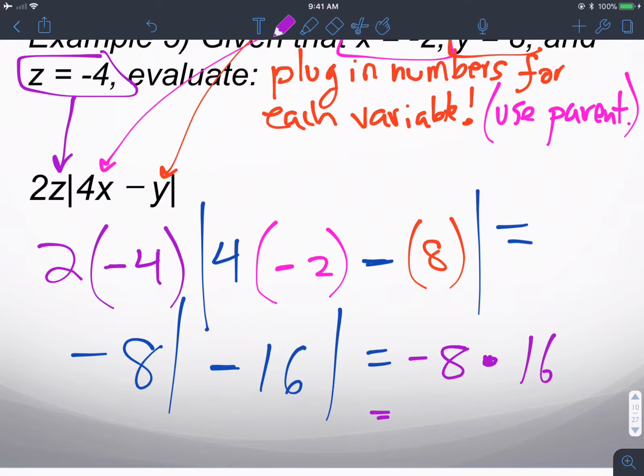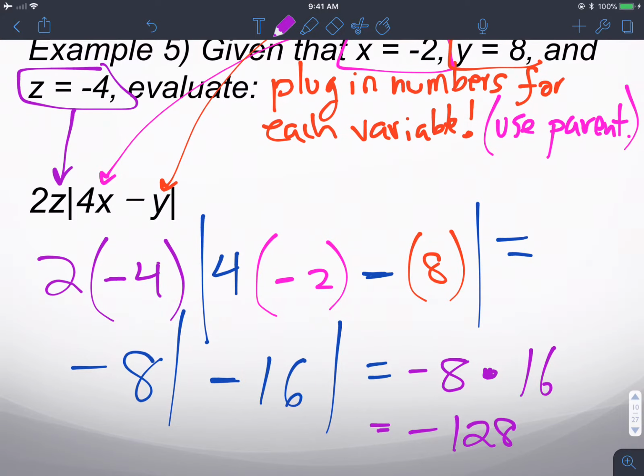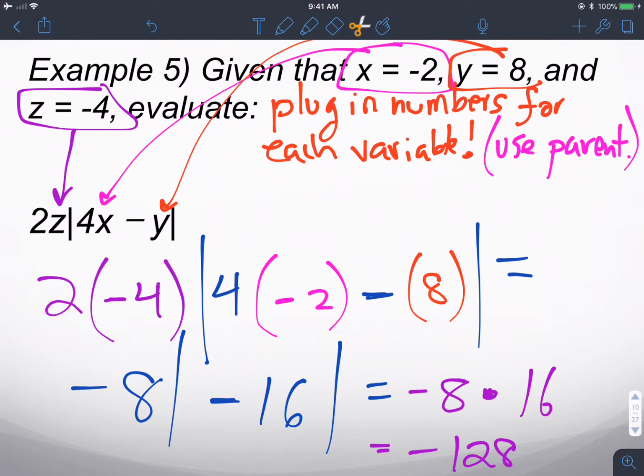So if a number is next to the little lines, it becomes multiplication? If it's next to the parentheses, yeah. Next to the parentheses and next to the line. Yeah. Would be negative 128. Yeah.